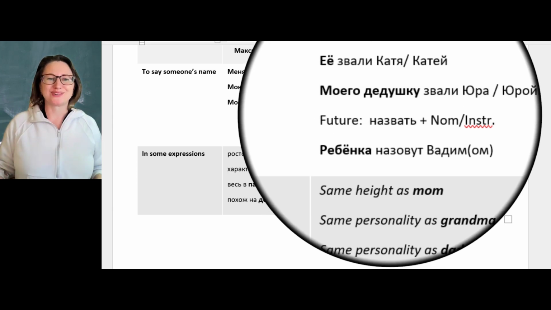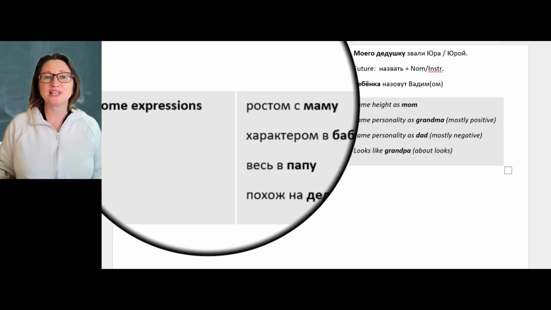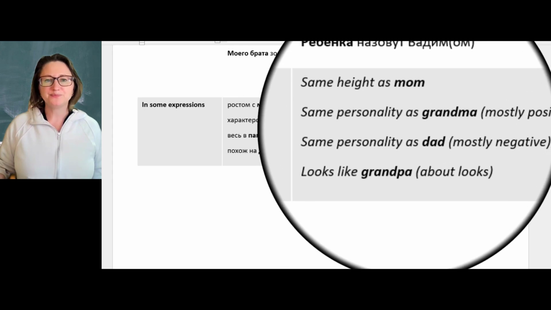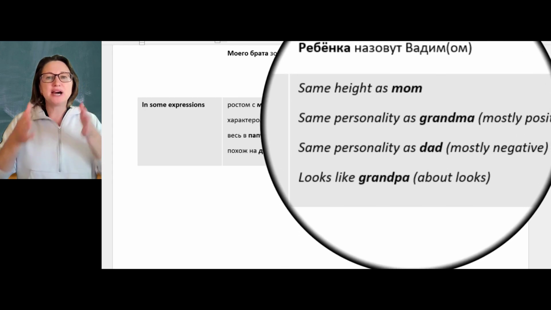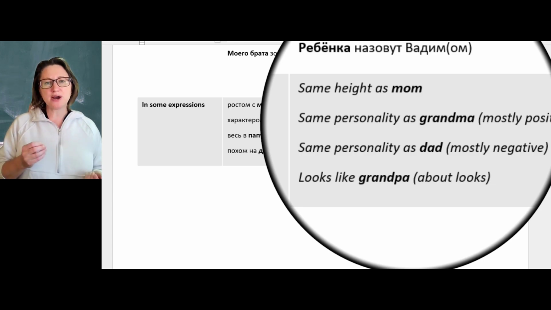So once again, that's not for beginners, but just keep in mind that some things are not as straightforward sometimes. Finally, I give you some expressions that are kind of interesting, and we use accusative with these expressions. So let me show you the expressions in English first. So here we have same height as somebody. Whoever that somebody is, it will be in accusative. So same height as mom, mom will be accusative. Same personality as grandma. Again, grandma will be accusative, and it will be mostly positive.